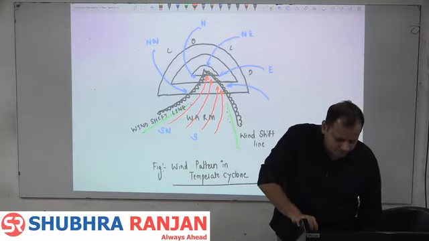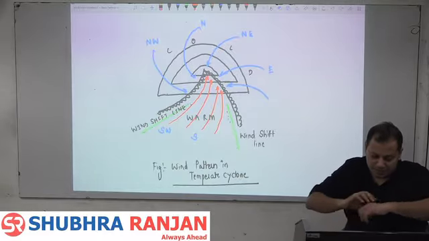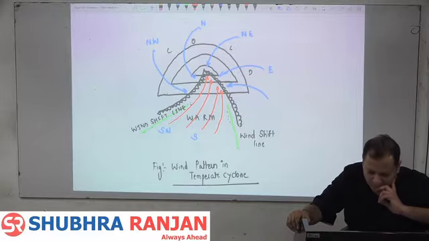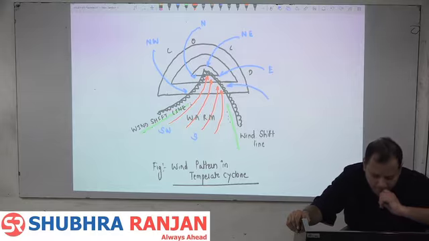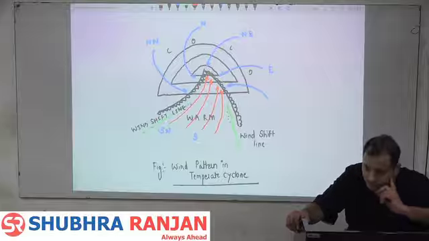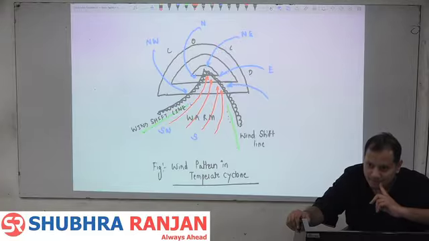Next line. Different temperatures are noted in the different parts of temperate cyclone. Which part will be having the lowest temperature? Tell me.